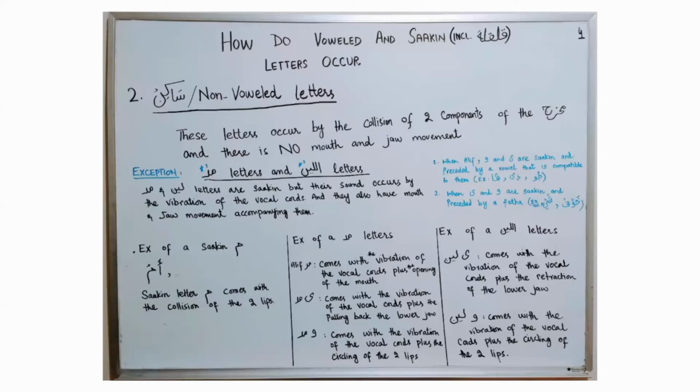But when we reach letter mim, and it is sakin, the sakin letters come with the collision. So in case of sakin letter mim, only the two lips will collide, but there should not be circling of the lips because of the ta which is coming before it. Because if I keep my lips circled when I reach letter ba and letter mim, the sound will become like this, tubu tumum, which is not required, because when we are saying vowel letters, we give the mouth and jaw movement, but if the letter is sakin, we try to avoid the mouth and jaw movement.